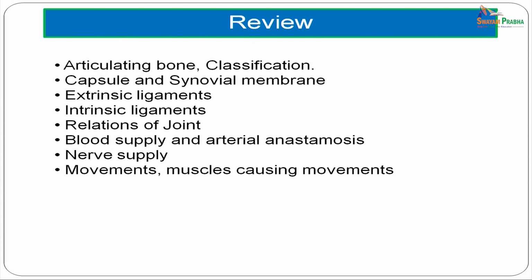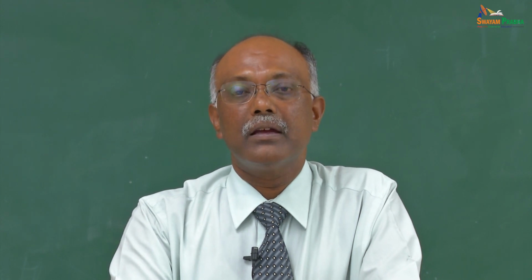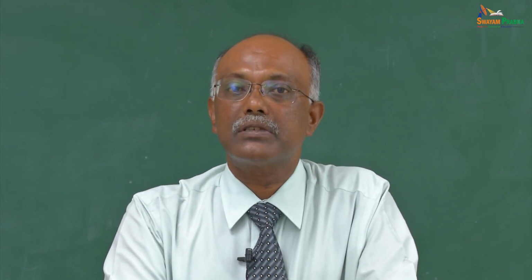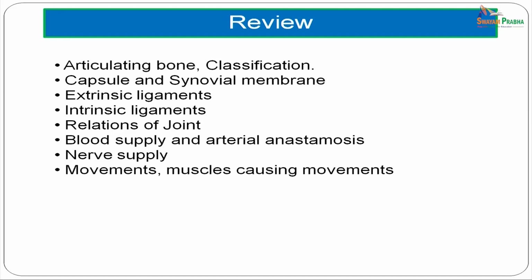We have seen and studied the intrinsic ligaments, which essentially include the cruciate ligaments, the menisci, the coronary ligaments, the transverse ligament and the menisco-femoral ligaments. We have also studied the relations of the knee joint, the blood supply and the arterial anastomosis around the knee joint.